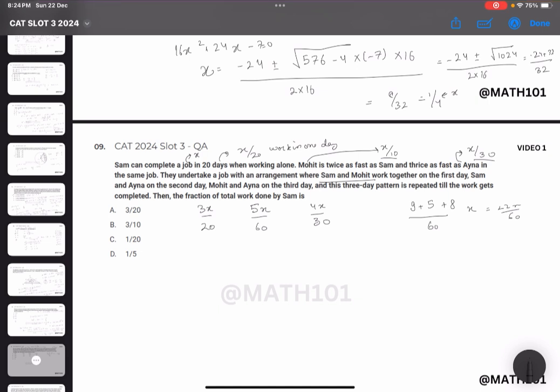We want the sum of, so on first day this, second day this, so we want to find the number of days till which it goes. So after 6 days, 44x by 60 work is done. On the 7th day, this much work more would be done, so it would become 53x by 60. So 44x by 60 plus 3x by 20 is 9x by 60, so 53x by 60. On the next day, 58x by 60.